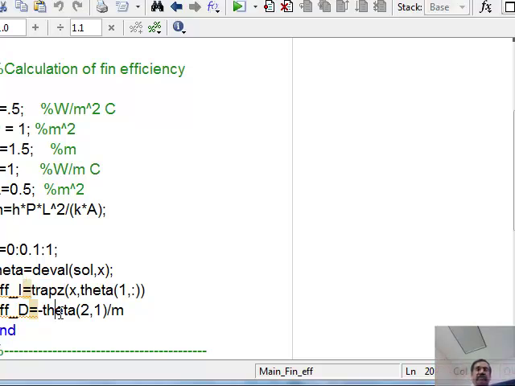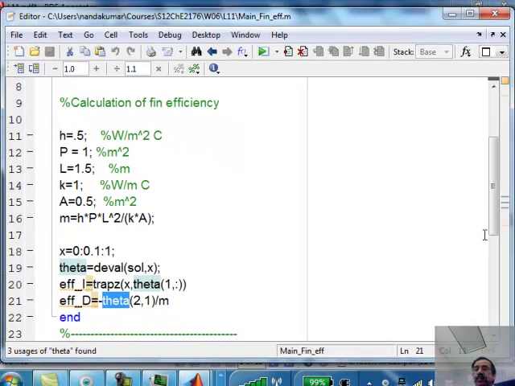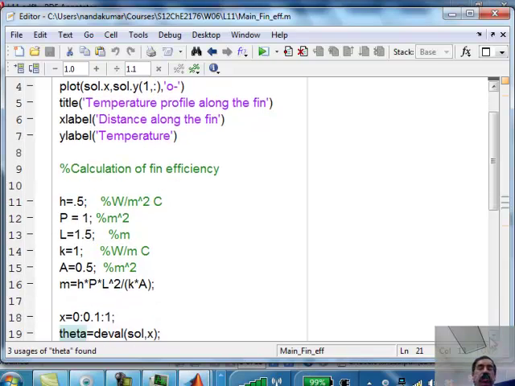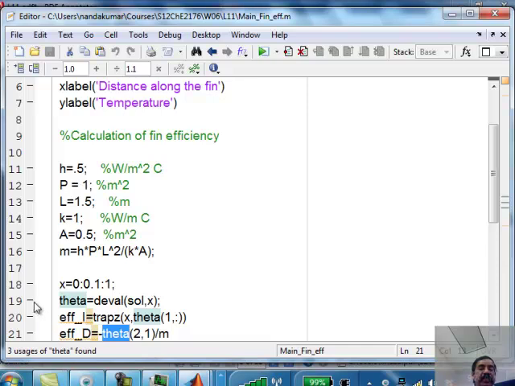And then the next one, I'm calculating the efficiency by the derivative. I'm going to explain all these things soon. Okay, so let's set the breakpoint here, because we have seen already up to this point what the program does.